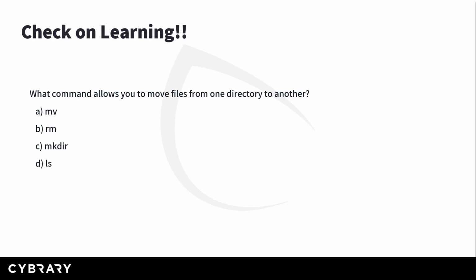Now, let's do a quick check on learning. You didn't think you were getting away without one of those, did you? So what command allows you to move a file from one directory to another? Well, with these in mind, you may be thinking, well, mv, move, makes sense, right? That would be correct. Keep in mind that rm was to remove files or content. mkdir, or make directory, was to make a folder or a directory. ls was to list. And mv was to move files from one directory to another.